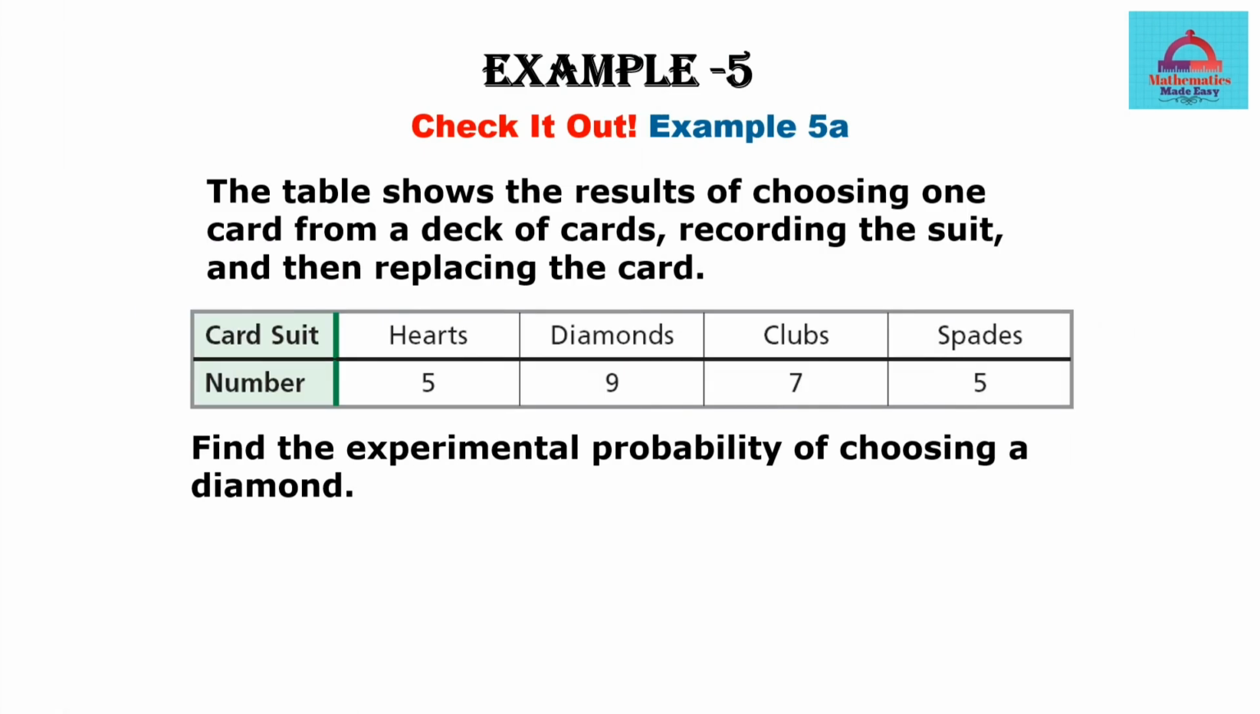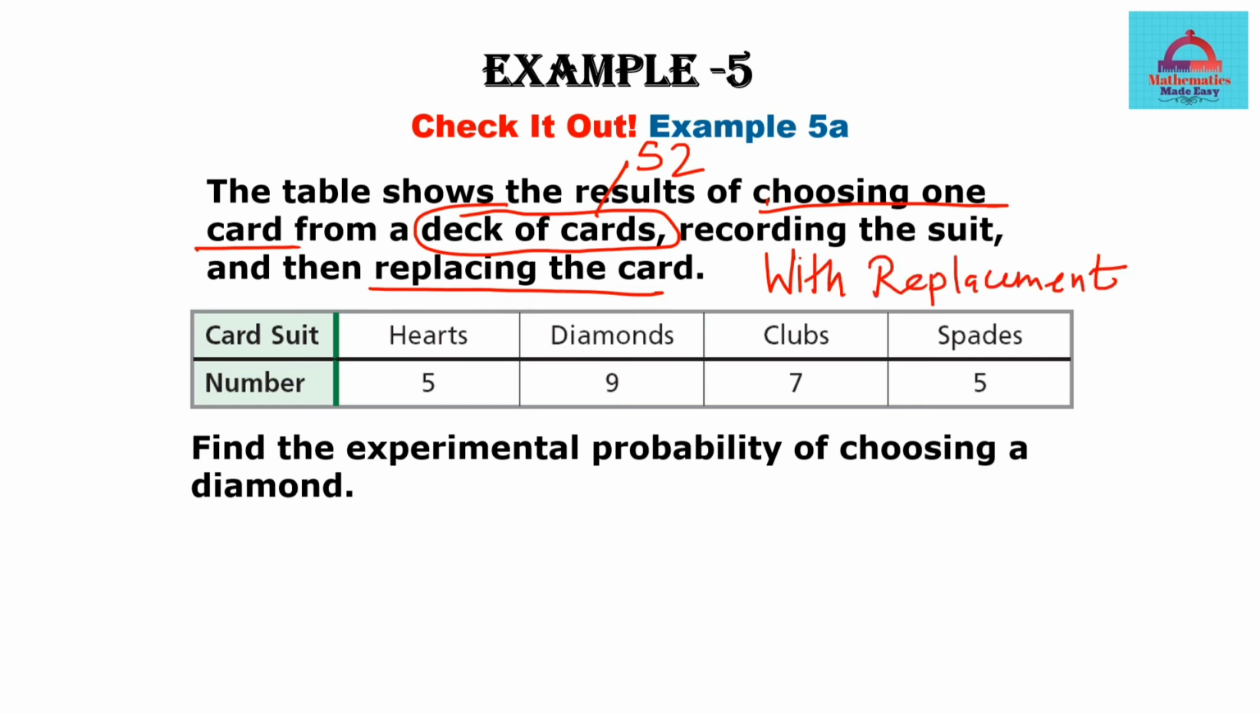Okay, so let's check out one last example. This is example 5 and this is based upon cards. So I will read. The table shows the results of choosing one card. So you're choosing one card out of a deck of cards. You should remember that a deck of cards has 52 cards in all, and you're recording the suit and then replacing the card. So let me remind you, this is a question with replacement. So you're just picking up a card and then you're putting it back.